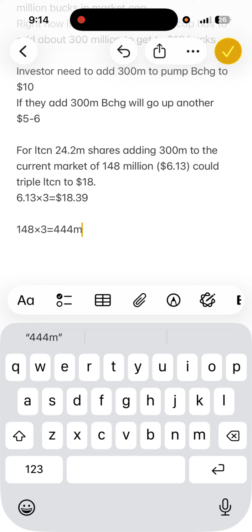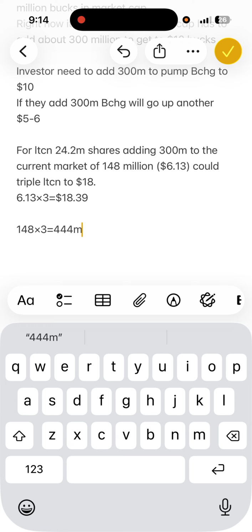It's kind of similar to how investors pumped up Zcash to like 50-something dollars. I'm going to talk more about Zcash in my next video, and then I'm going to do a mathematical floor plan of BCHG and LTCN. For example, if investors invested 1 billion, 2 billion, 3 billion into LTCN, what can the price be? Similarly for BCHG. So I'm going to make a couple more videos to really explain the situation.